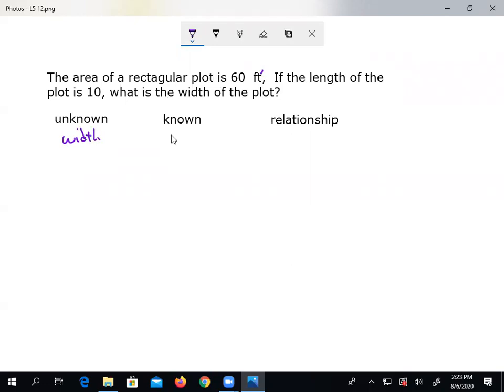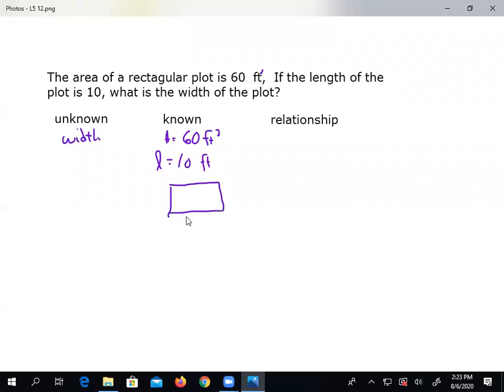What we know is the area is going to be 60 square feet. We also know that the length is going to be 10 feet. Now the relationship again is we're talking about a rectangle. So we know we have a rectangle here. We know the length is 10, and we know the area, the inside of it, is 60.